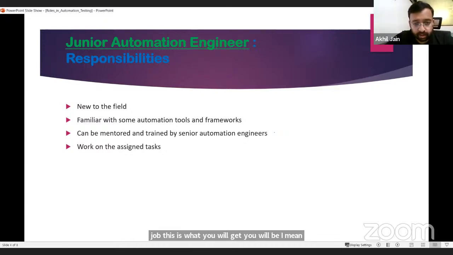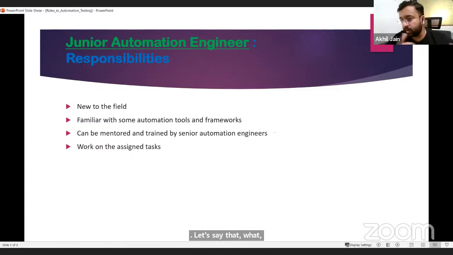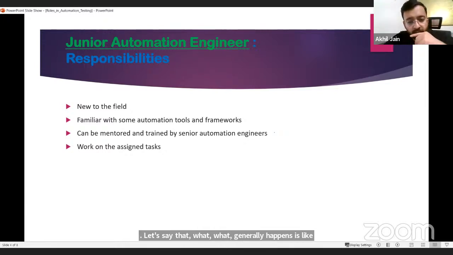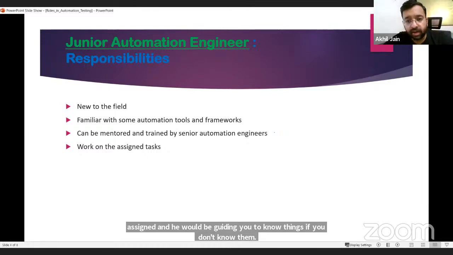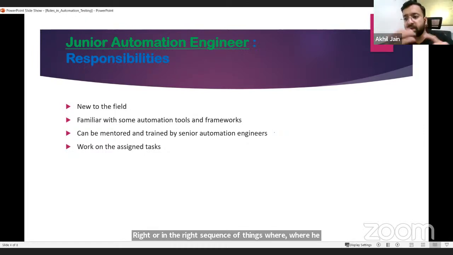Next, as I said, there are two roles when it comes to automation engineering: junior and senior. Juniors are mentored and trained by the senior automation engineers. What generally happens is a mentor gets assigned to you once you enter the industry, someone senior to you, and he would guide you to know things if you don't know them, in the right sequence. He will tell you, okay, this is something used in the project. Let's say TestNG is being used. Let's say for reporting we use Allure report. So he will walk you through the framework he has, or the other tools used in the project.